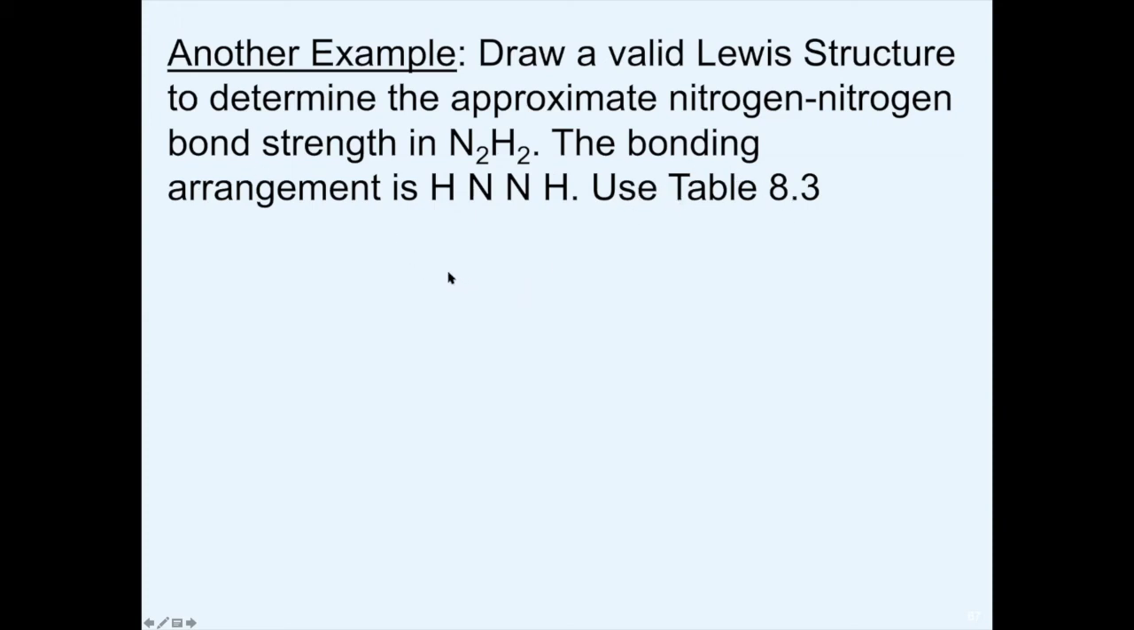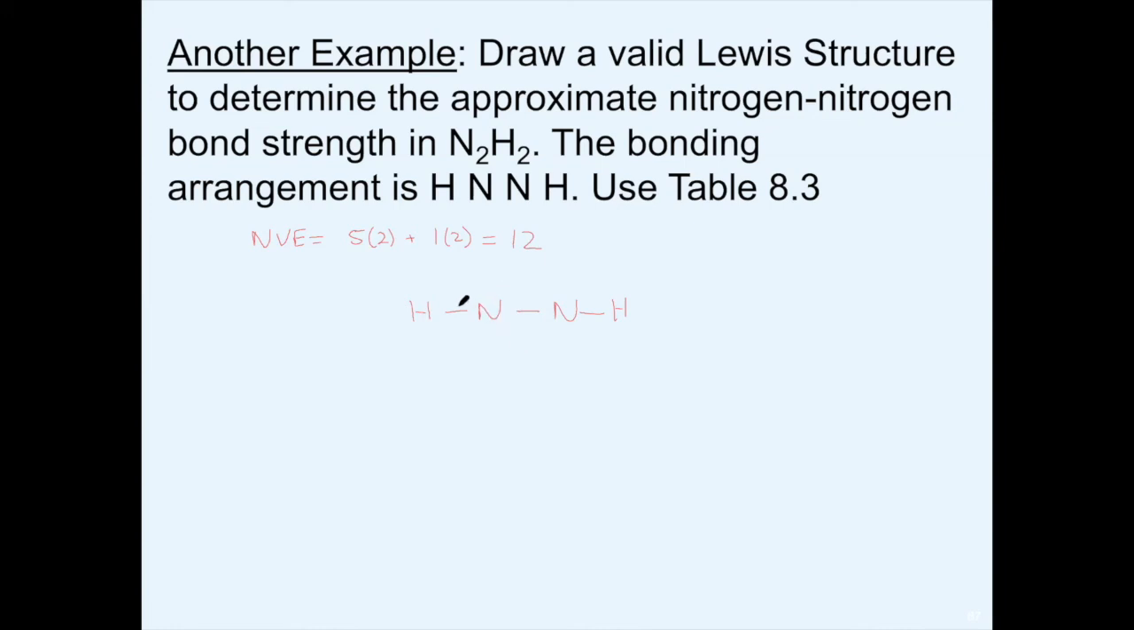So the first thing to do is to draw the Lewis structure. Okay, so once again, we're just going to go through it step by step. So the number of valence electrons for this compound, you have 5 for each nitrogen, and there's 2 of those. And then there's 1 for each hydrogen, and there's 2 of those. So it's a total of 12. Okay, and now we're told that the bonding arrangement is hydrogen, nitrogen, nitrogen, hydrogen. And so the next step says the first thing you want to do is connect all those atoms together with single bonds. So that's how you would do it in this situation.